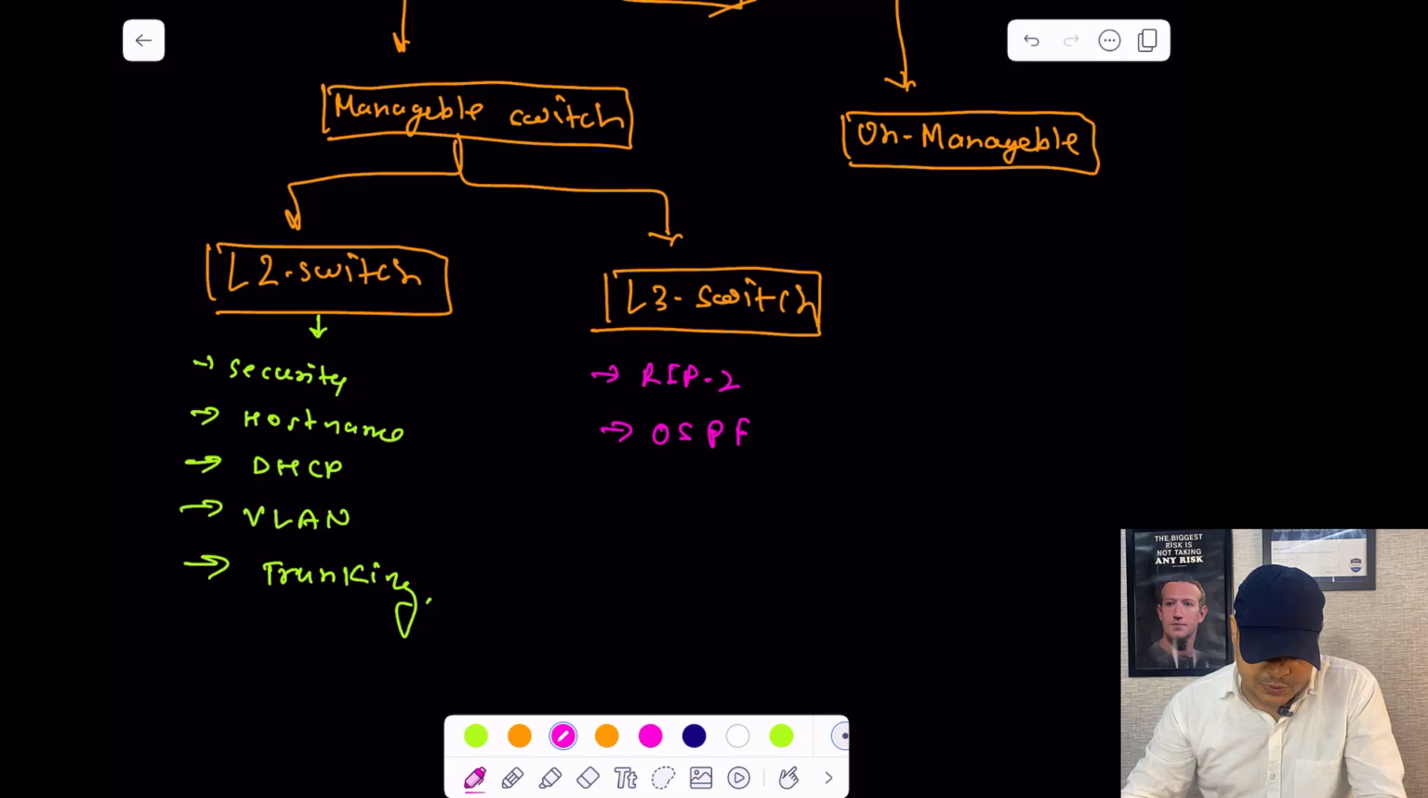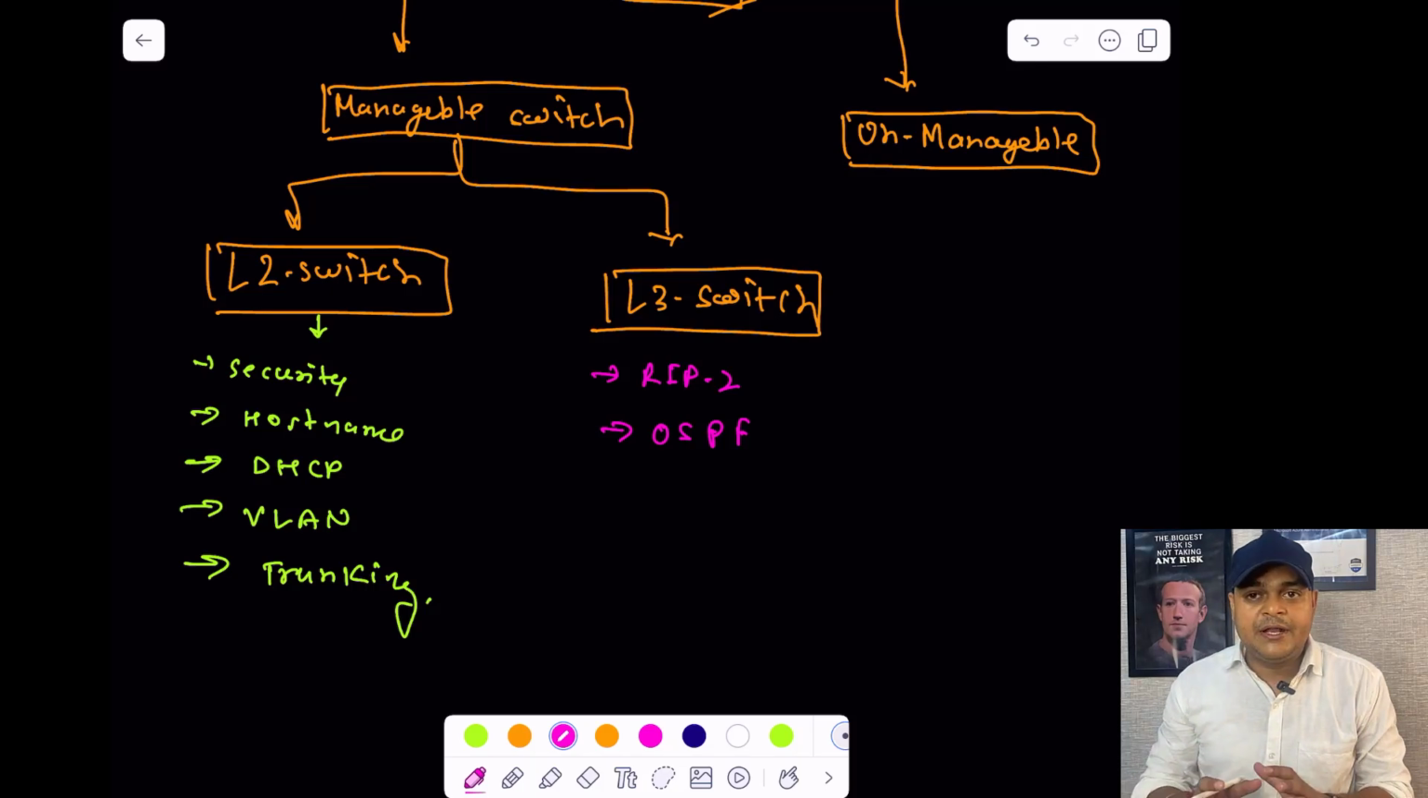Apart from the Cisco router services, security, hostname, DHCP, VLAN and VLAN trunking options are also available in our L3 switch. So this is about the manageable switch. Let's talk more about the unmanageable switch.